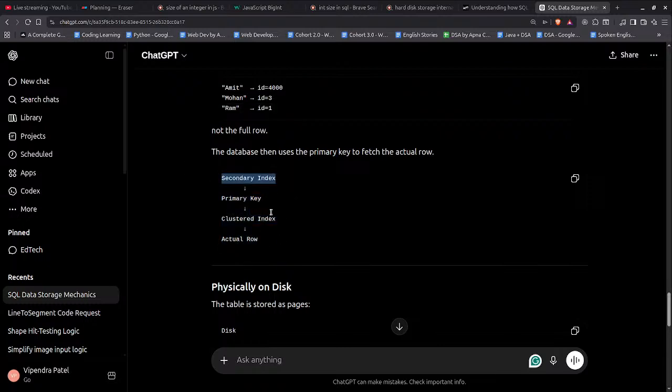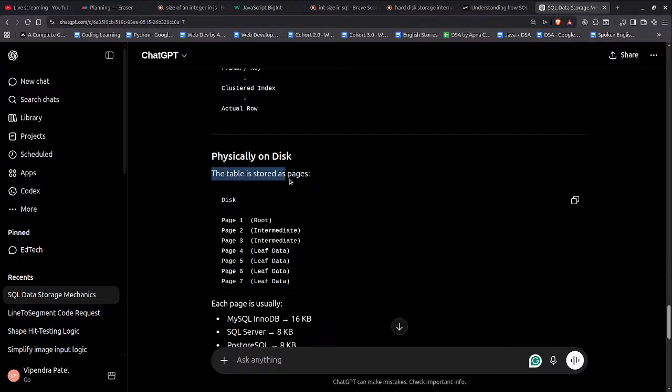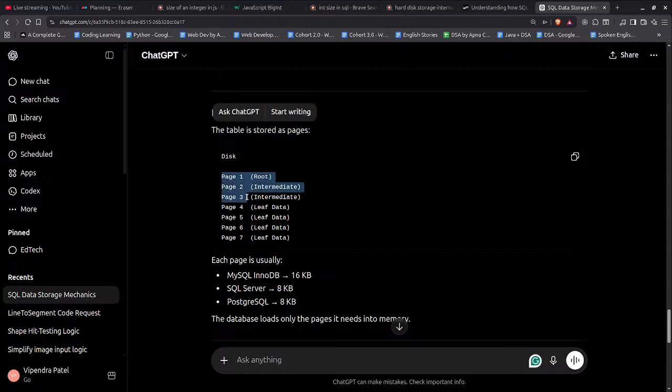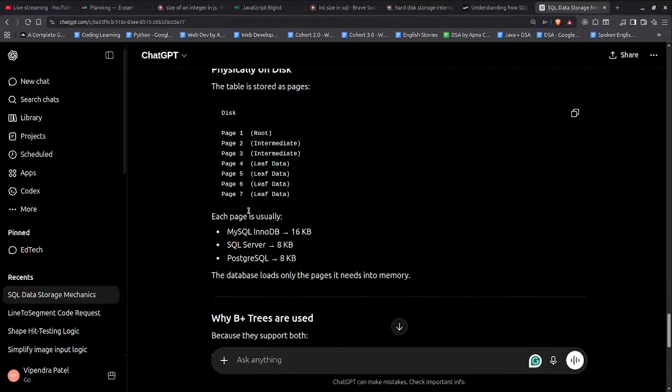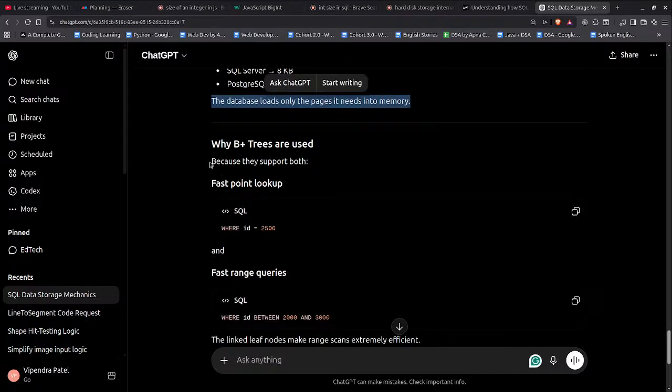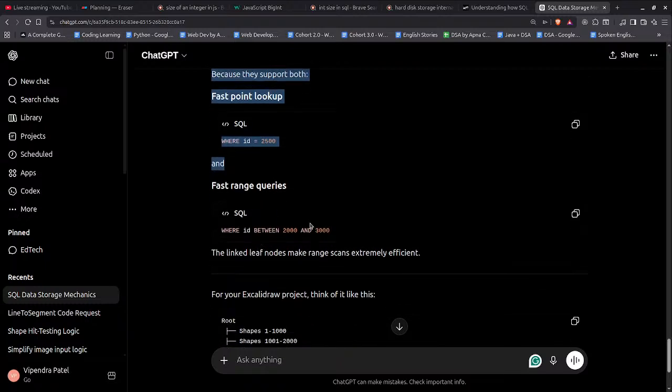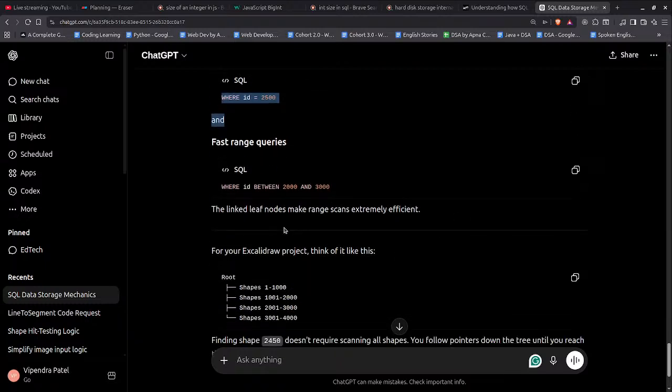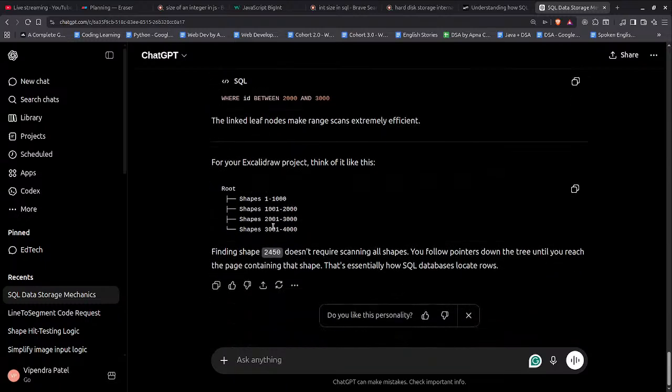Already, the physical table is stored in pages. So page 1, page 2, root, intermediate, leaf, data and all. Each page is 16 KB in MySQL InnoDB and 8 KB in SQL Server. The database loads only the pages it needs into memory. Because they support both fast point lookup, where the ID is this, and range queries, the linked leaf nodes make range scans extremely efficient.